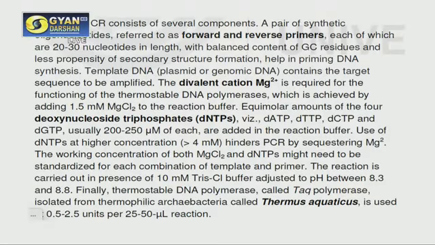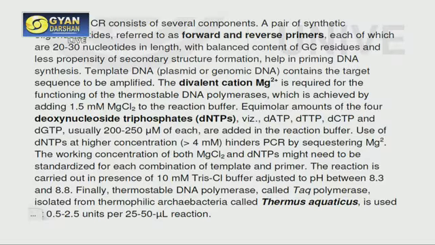Now you take the template DNA. Template DNA means the DNA which you will use for amplifying the gene. That template DNA can be a plasmid DNA or it can be a genomic DNA. Then what you need is the divalent cation magnesium. Normally we use magnesium chloride. It is required for the proper functioning of the thermostable DNA polymerase, and normally we add 1.5 millimolar magnesium chloride to the reaction buffer.